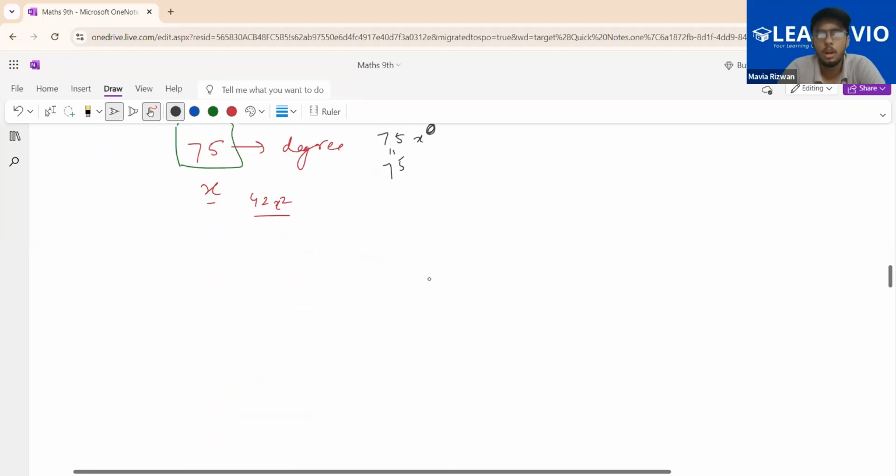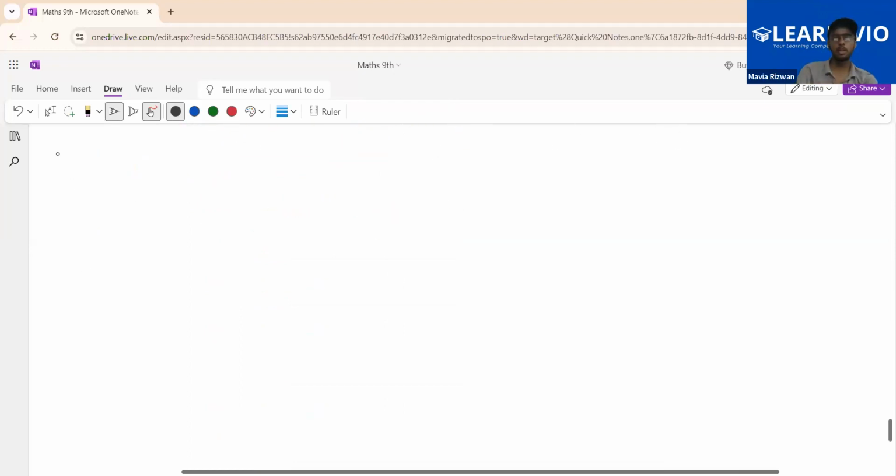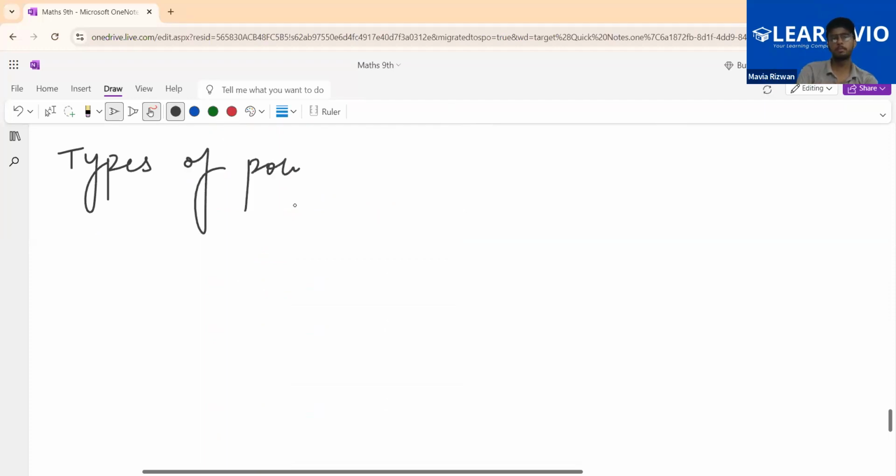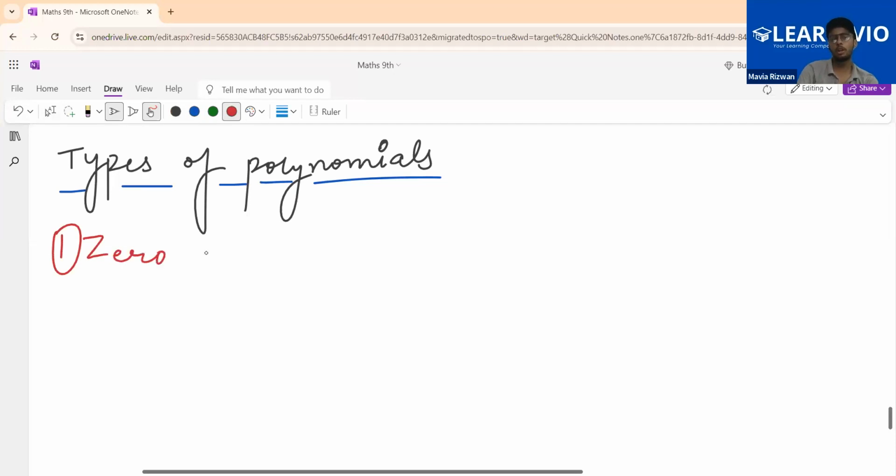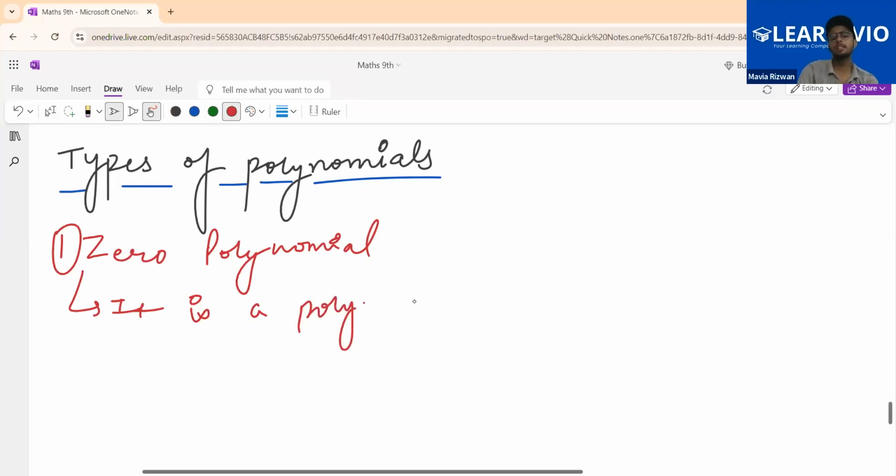Okay. Now what we'll do further is types of polynomials. So we have types of polynomials. First one is a zero polynomial. The zero polynomial. It is a polynomial with degree zero. Okay. I just gave you examples.